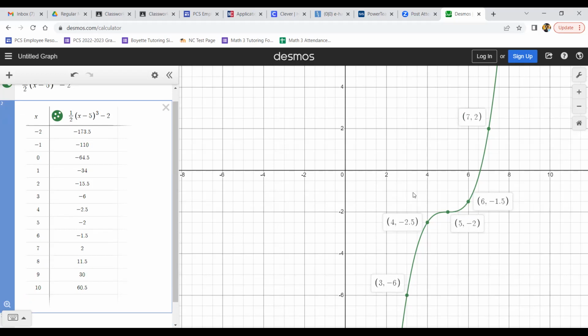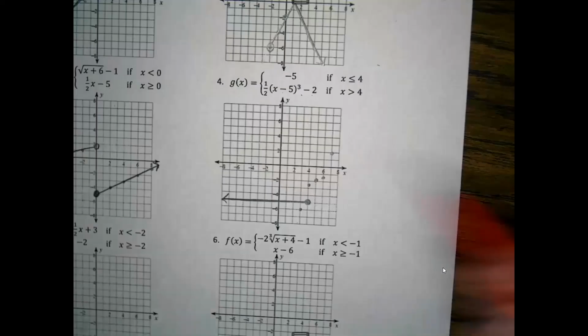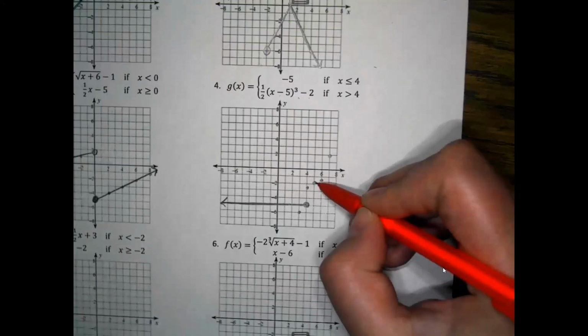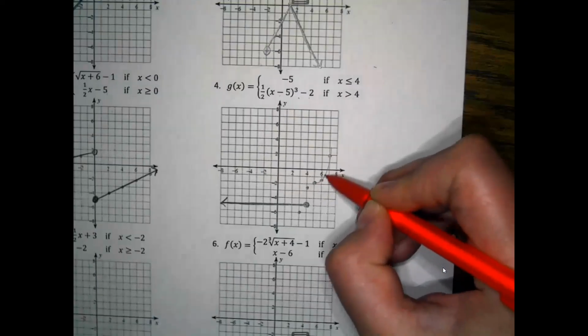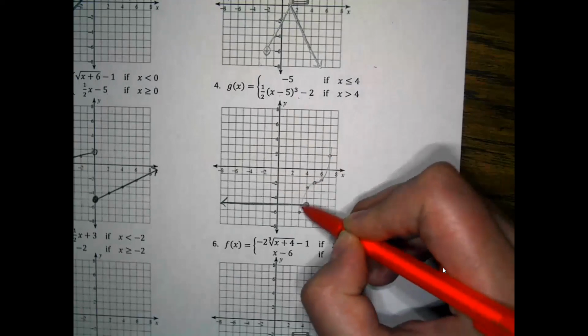And these graphs, as I've been grading papers, have not looked quite like they do on Desmos. So make sure you keep Desmos pulled up and that you're sketching this to look like that Desmos graph. So we've kind of got this like half a U going up, half a U going down.